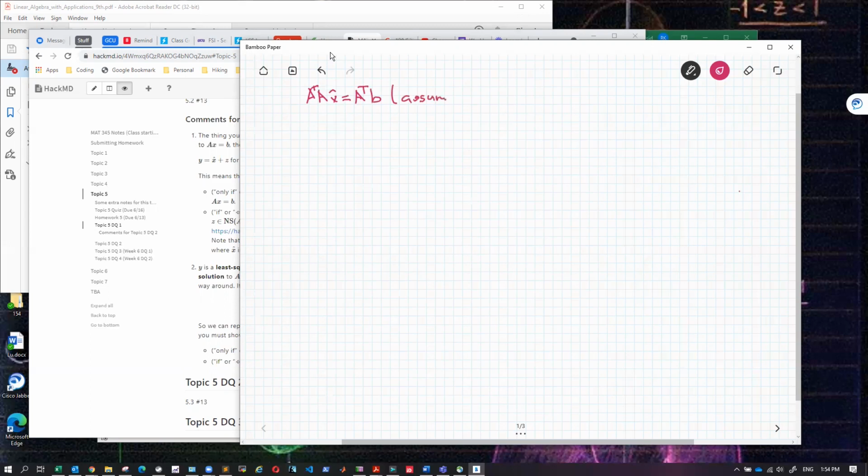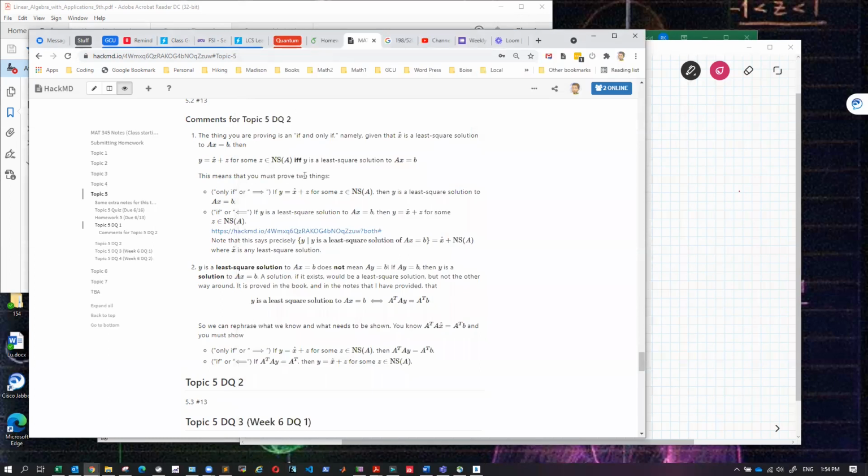Sorry, you've met with me enough to know my handwriting sucks. This is our standing assumption on x hat. That's what it means to say x hat is a least squares solution. It does not mean A x hat equals b. It means this thing there.